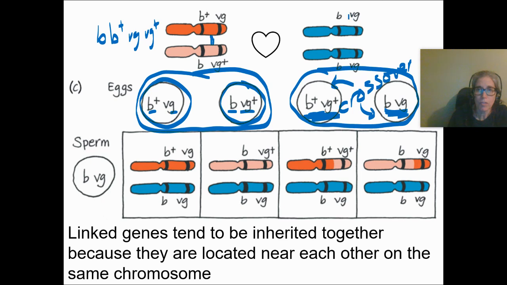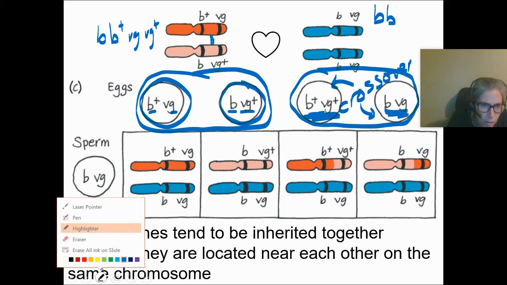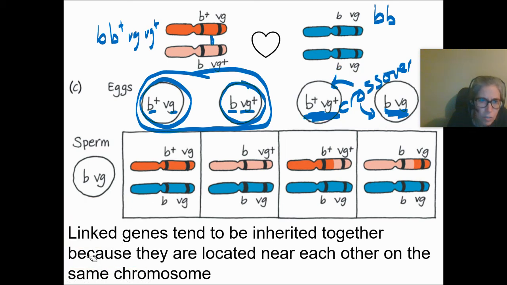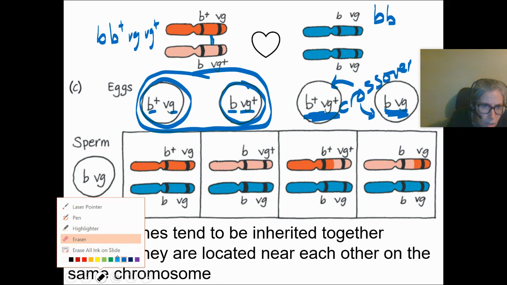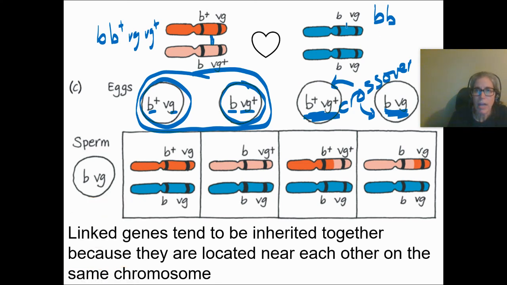The sperm, here's dad, and he has a B or a B. I don't know if you can see that. Let's erase. I'm drawing too much, huh? Let's give that a little space here. So dad is BB, VG, VG. So he only has one kind of gamete. He gives his baby one of the B's and he gives his baby one of the VGs. That's kind of all he's got.